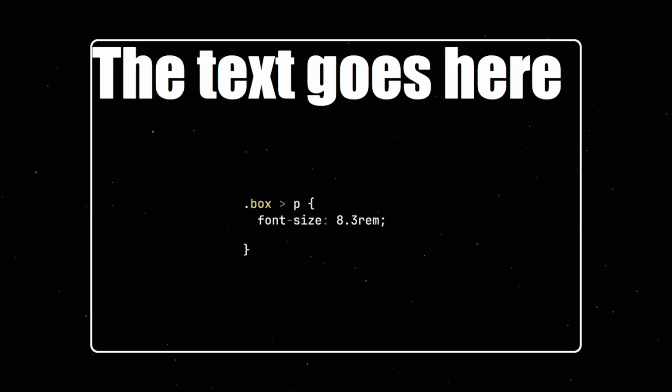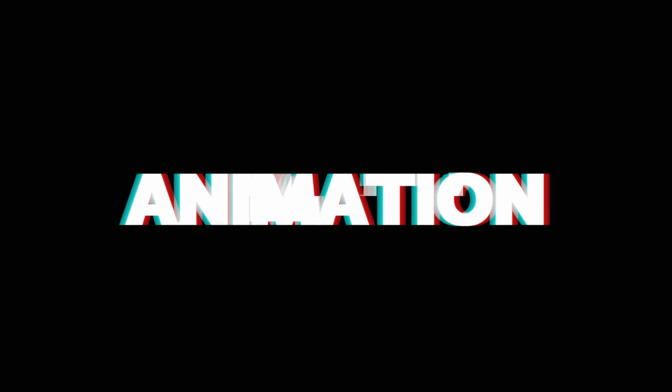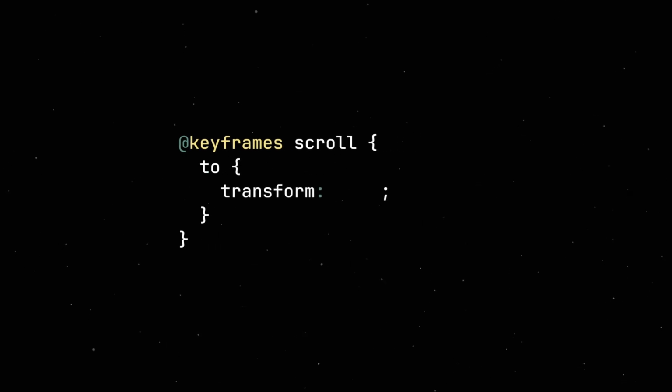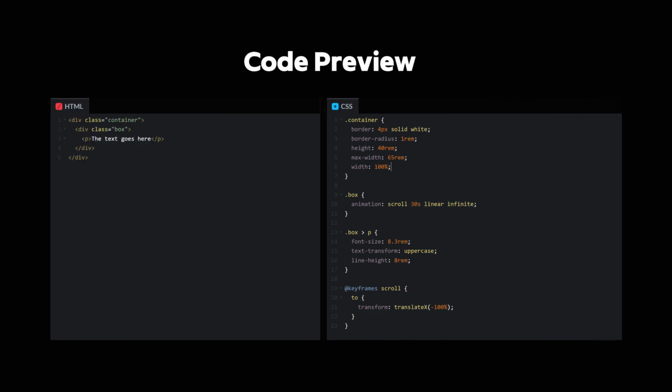With the container in place, it's time to style the text. We'll increase the font size and transform the text to uppercase. Next, let's add some animation. We'll define a keyframe rule and name it scroll. In this keyframe, we'll use the transform property with translateX to move the text horizontally. Now, our text should start sliding from left to right.